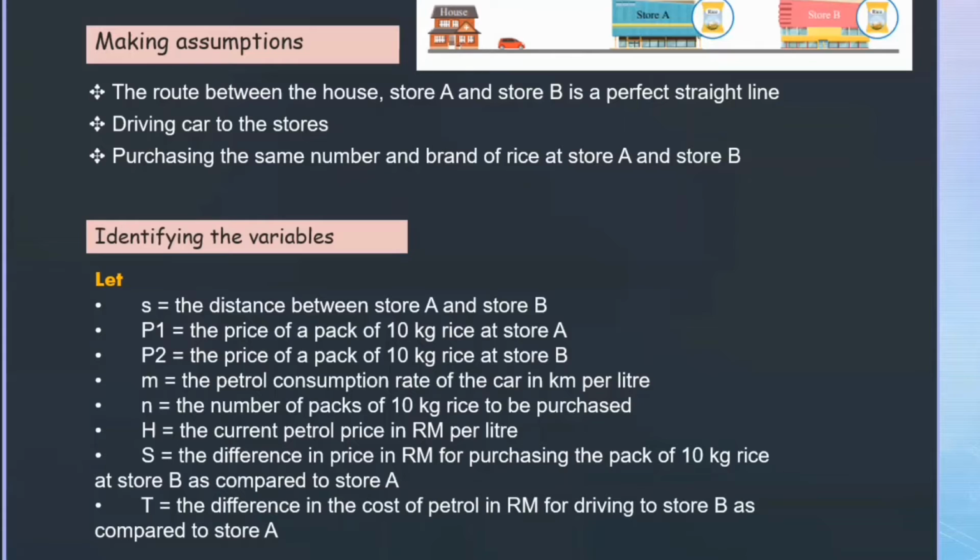M equals the petrol consumption rate of the car in km per liter. N equals the number of packs of 10 kg rice to be purchased. H equals the current petrol price in RM per liter. Big S equals the difference in price in RM for purchasing the pack of 10 kg rice at store B as compared to store A. T equals the difference in the cost of petrol in RM for driving to store B as compared to store A.